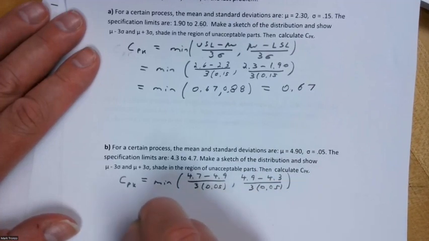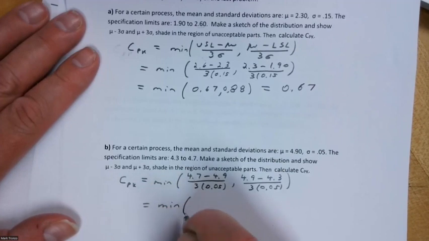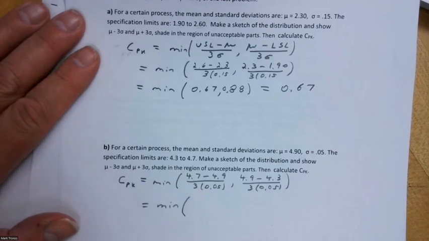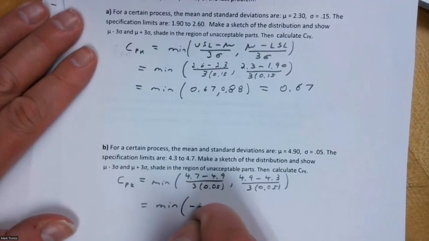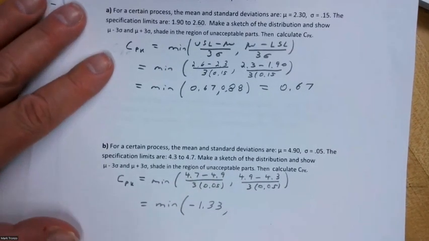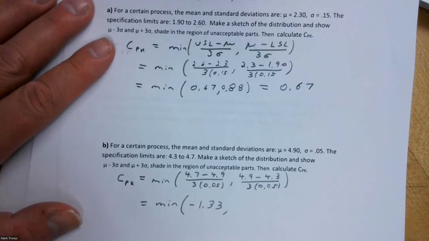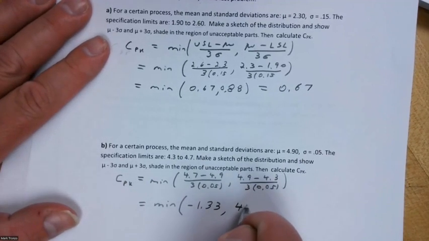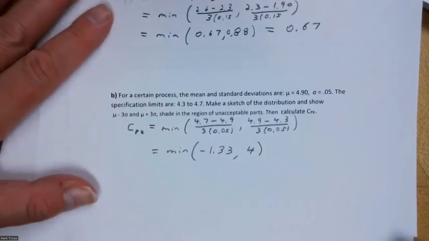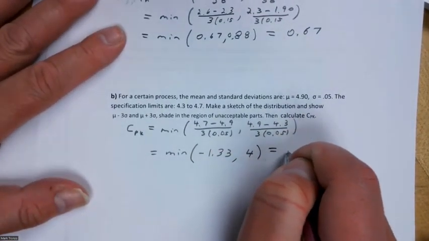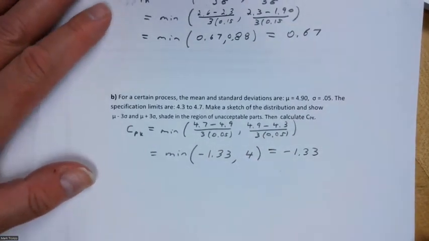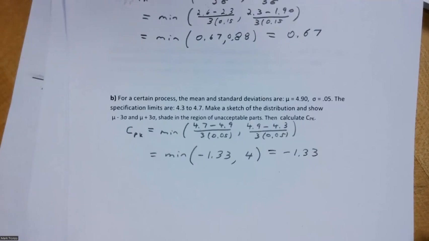5, divided by 3 times 0.05, minus 1.33. We'll take the minimum of those two. 33. See if that all makes sense.